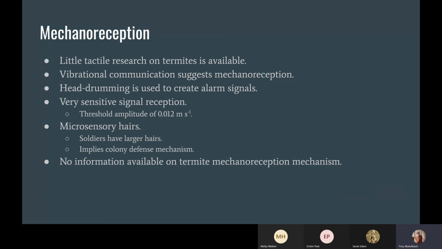This can be received by nestmates throughout the colony, as they have a threshold amplitude of 0.012 meters per second squared. The vibrations are thought to be received using microsensory hairs that range in length from 8.084 millimeters to 0.179 millimeters, and termite soldiers overall contain a larger sense lobe when compared to other termite roles, picking up signals more efficiently, which indicates that increased sensitivity to vibration stimuli is more important for colonial defense. While microsensory hairs are able to be isolated, there was no information to be found regarding the mechanism of mechanoreception in termites specifically.